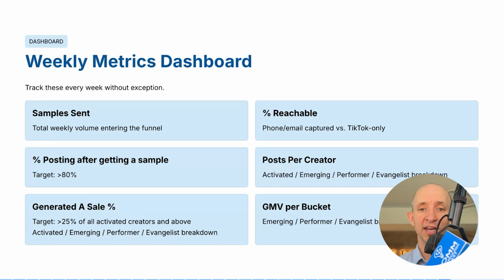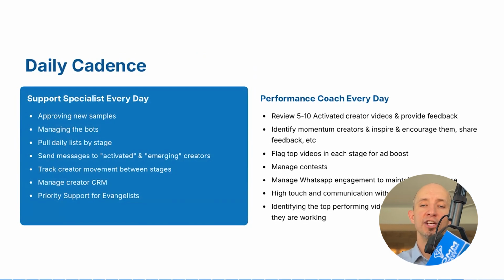Maybe it's the message that you need to send out to people. But if you're not tracking this, you have no idea what's working and what's not working. So these metrics are the lifeblood of what you need to measure on a weekly basis for this to succeed. So as we wrap things up, here's a summary of all the action items that the affiliate support specialist is doing on a day-to-day basis.